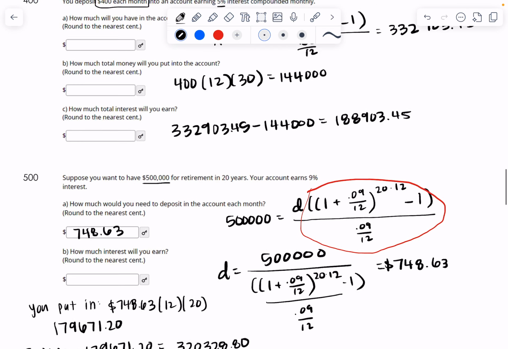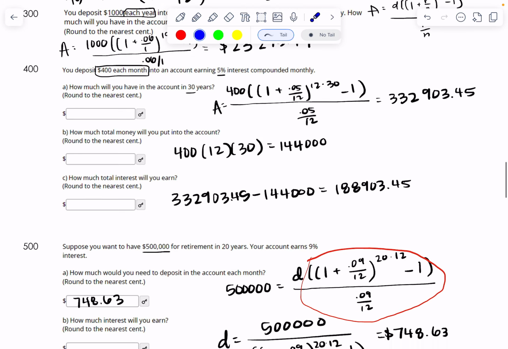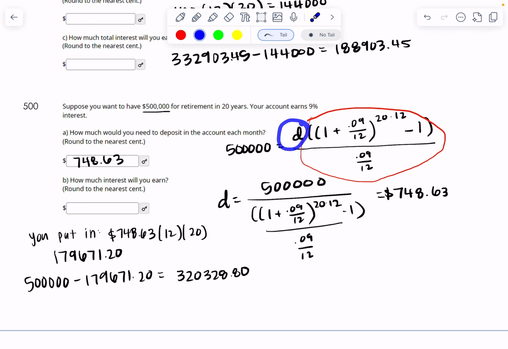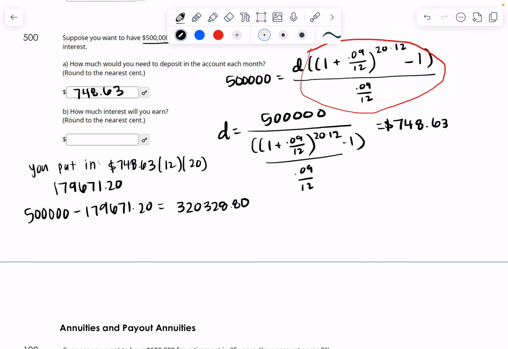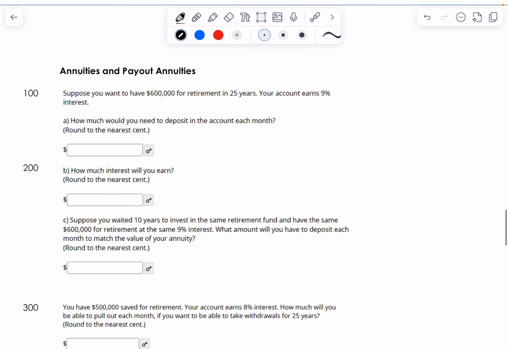Okay, so you could be given information like this, where you're just finding out how much was in the account, how much you put in, how much is interest. You could be asked how to find the deposit amount. That's kind of it for annuities. How much is in the account, or how much do you have to put in the account each month? And as long as you are familiar with the formula, then you should be fine.